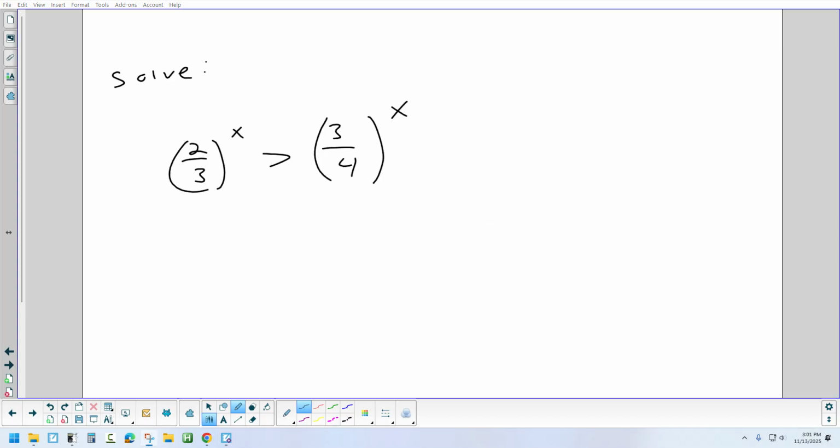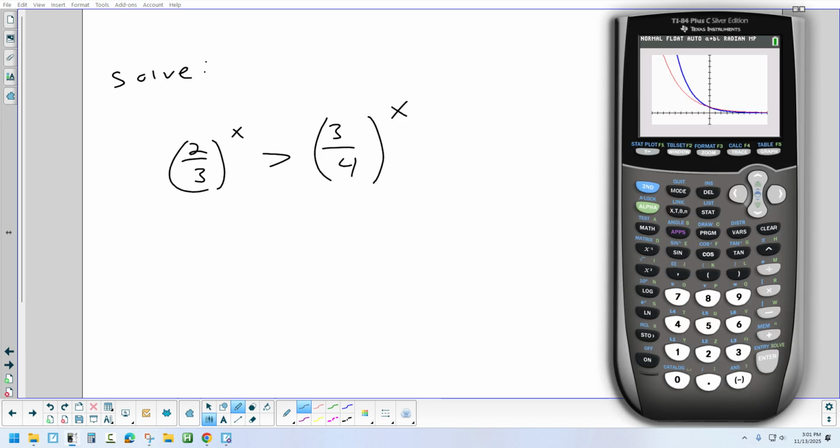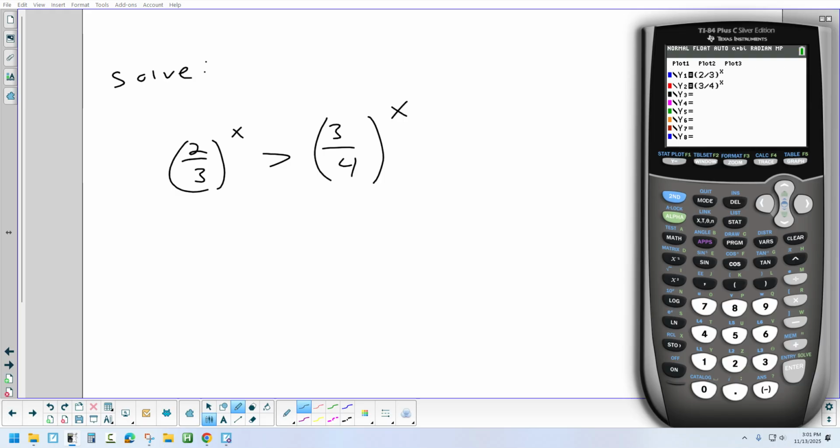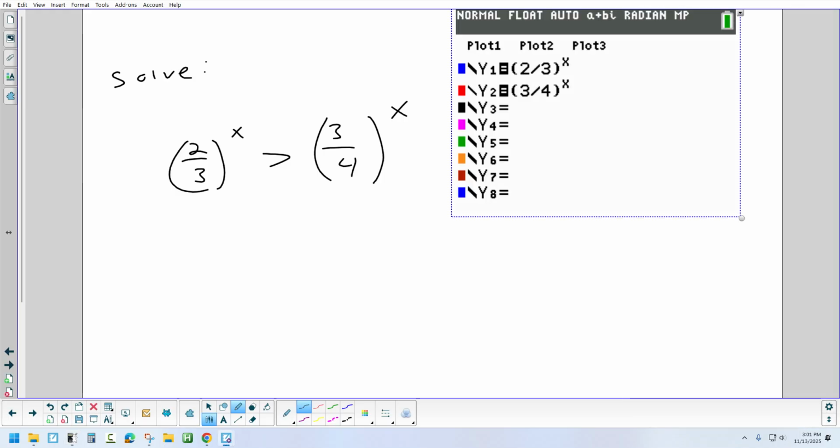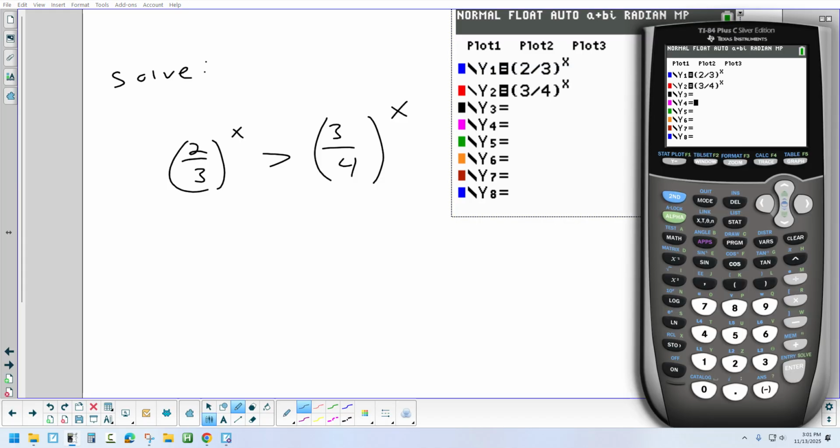All right, so the next one we're going to look at is solving an exponential inequality graphically. To solve that, first thing we'll do is graph it. So just so we remember which one is which, the blue one is the 2/3 to the x, and the red one is the 3/4 to the x. They're both examples of what kind of exponential function? Yeah. Decay.